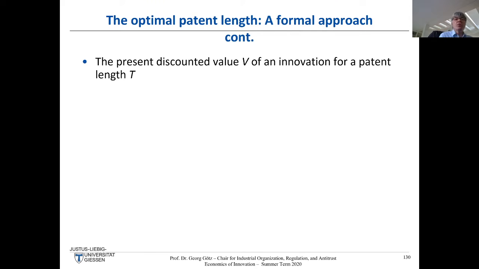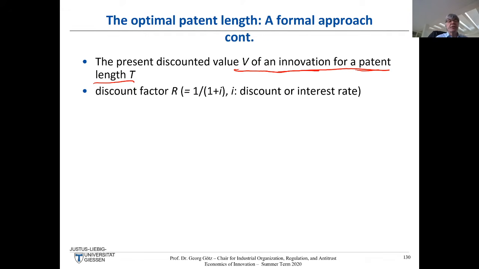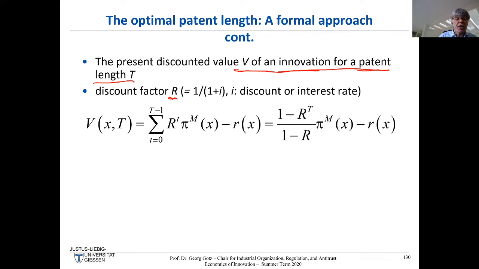Namely, we look into what is the value of an innovation for a certain patent length T. So this is nothing else than a discounted value. As we are speaking of, say, 20 years or so, discounting is important, and we use a discount factor R, which is just 1 over 1 plus i, the discount or interest rate. Now, such an expression should be well known to you.